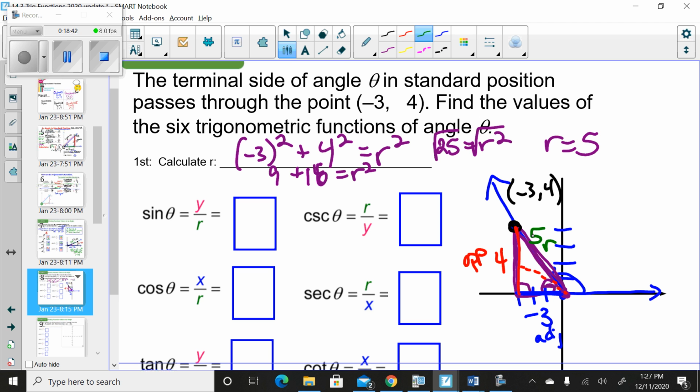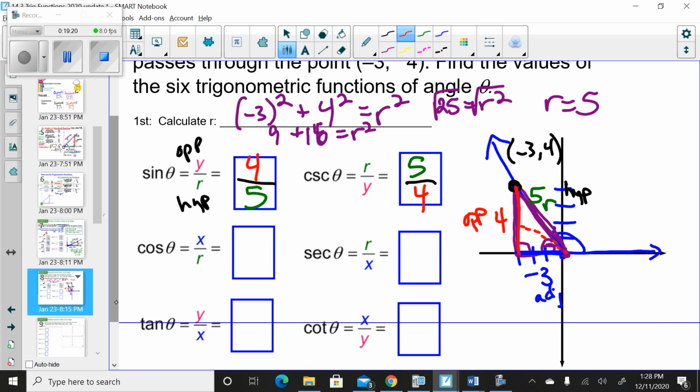Okay, so let's see if we can set up these ratios. So sine, SOHCAHTOA, I'm going to go ahead and put the labels in. Opposite was 4, adjacent was -3, and our hypotenuse was that 5. Okay, so y over r, so that's opposite over hypotenuse. Take a moment, go ahead, pause the video, see if you can fill in what sine would be. So opposite was 4 over the hypotenuse, which was 5, so 4/5. So that means our cosecant reciprocal would be 5 over 4. Always reciprocal, that's pretty easy to do.